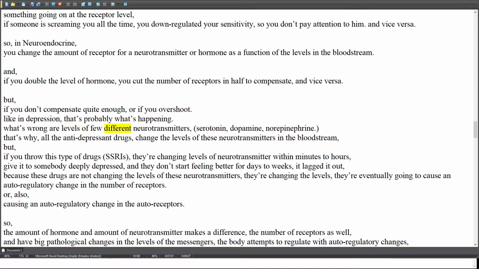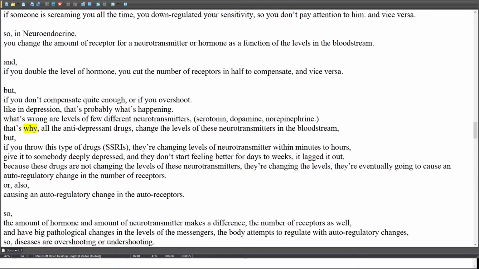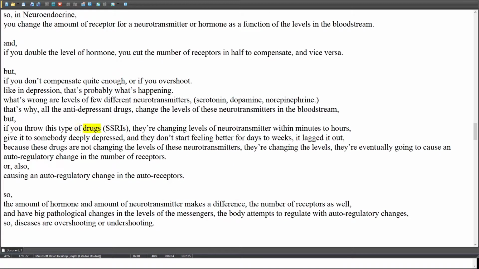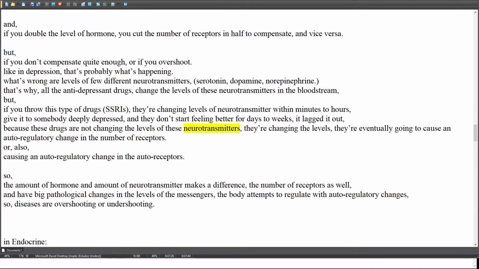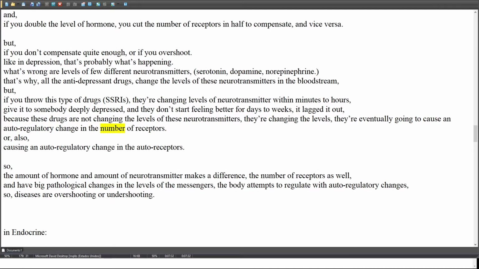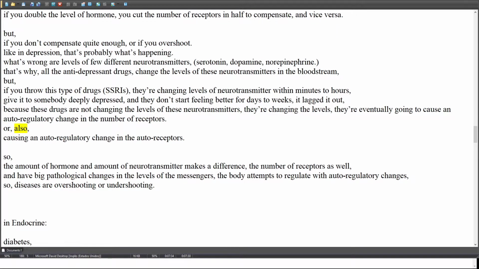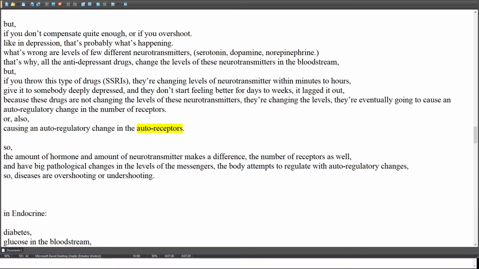What's wrong are the levels of a few different neurotransmitters: serotonin, dopamine, norepinephrine. That's why all the antidepressant drugs change the levels of these neurotransmitters. But if you give this type of drug, SSRIs, they're changing levels of neurotransmitter within minutes to hours. Give it to somebody deeply depressed, and they don't start feeling better for days to weeks. It's lagged. Because these drugs are not changing the levels of these neurotransmitters, they're eventually going to cause an autoregulatory change in the number of receptors. Or, also, causing an autoregulatory change in the autoreceptors.